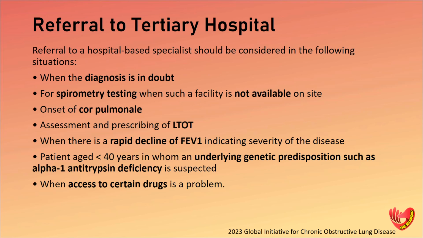When can we refer to tertiary hospital? We can refer to tertiary hospital when the diagnosis is in doubt, spirometry is not available in our facility, new onset of cor pulmonale, patient is indicated for long-term oxygen therapy, when there is rapid decline of FEV1, patients with underlying genetic predisposition, and when certain drugs are not available.